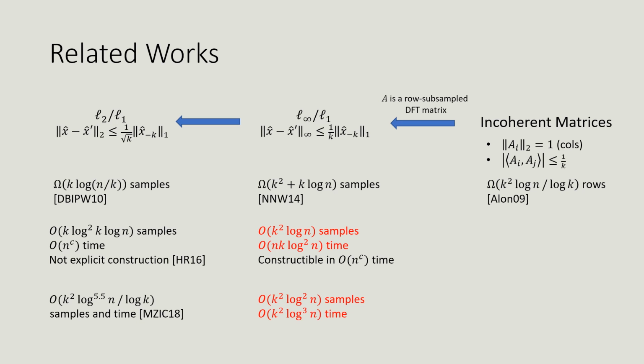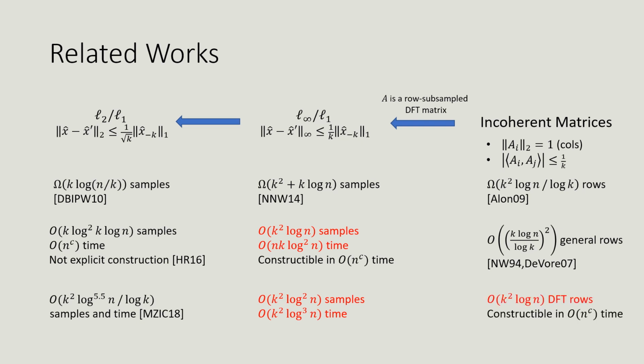When the incoherent matrix is a row subsampled DFT matrix, that is, each row of the incoherent matrix is a row in the discrete Fourier transform matrix, we can use it to construct an L-infinity/L1 algorithm. The resulting number of samples is proportional to the number of rows of the incoherent matrix, but the runtime has a linear dependence on n. Nearly tight deterministic constructions are known for general incoherent matrices, but nothing much was known in the subsampled DFT case. We give a construction of k squared log n rows, and the construction can be done in polynomial time. This gives another L-infinity/L1 algorithm with k squared log n samples.